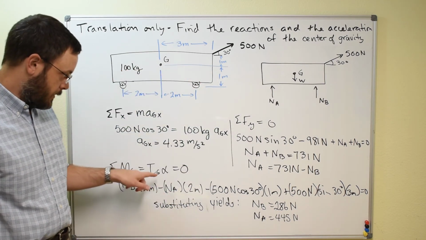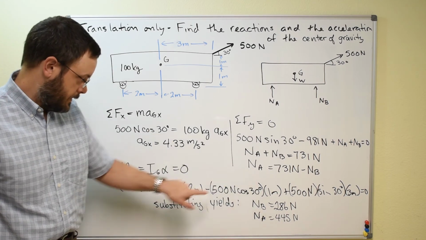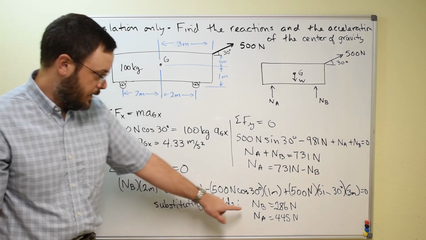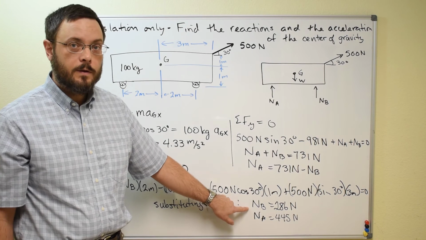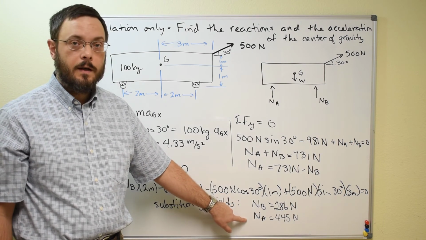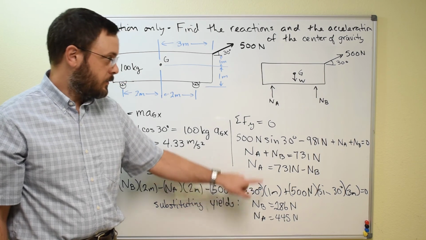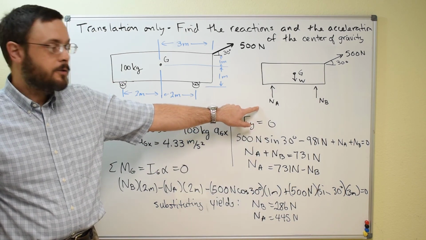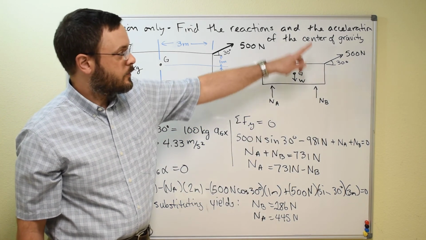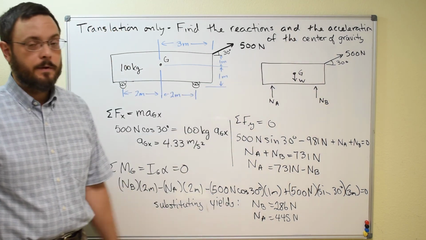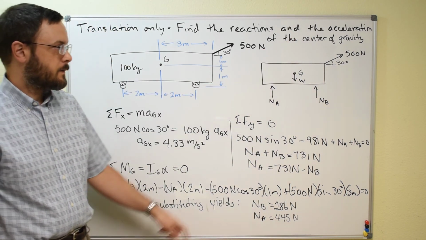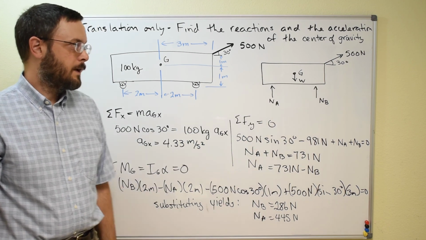And then I ran out of room, but if you just substitute this in here and collect the terms, you'll get that N_B is 286 newtons, and you'll get that N_A is 445 newtons. And that would make sense that N_A is a little bit larger because this force is sort of pulling up a little bit on that N_B end, so that'll cause N_A to be larger than N_B.